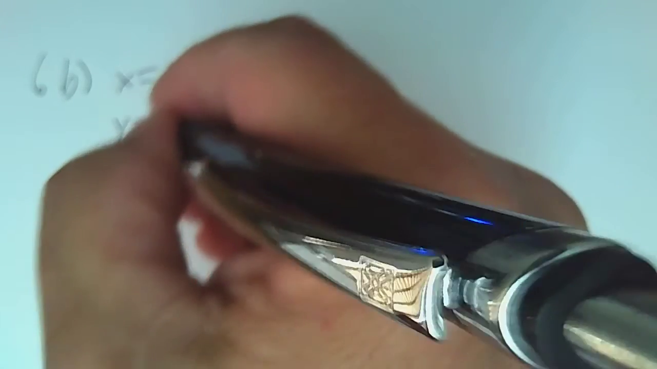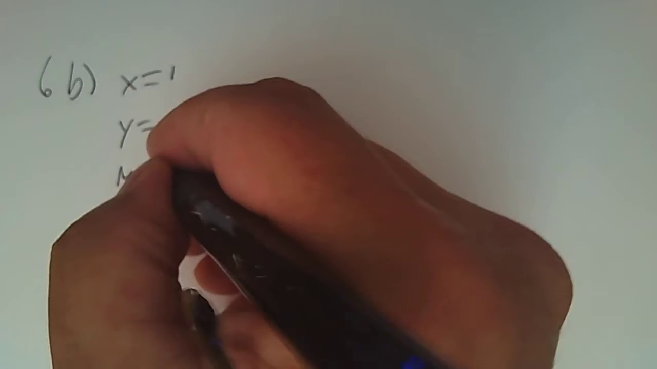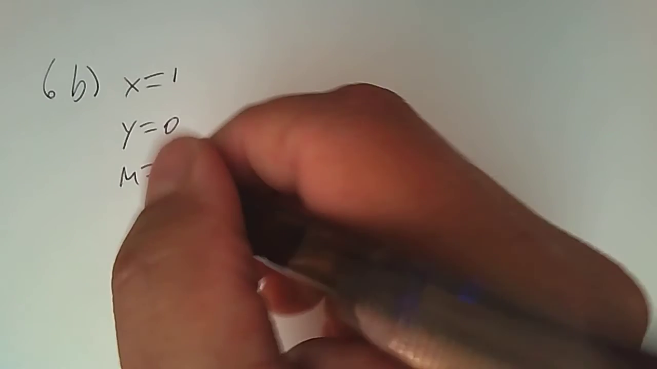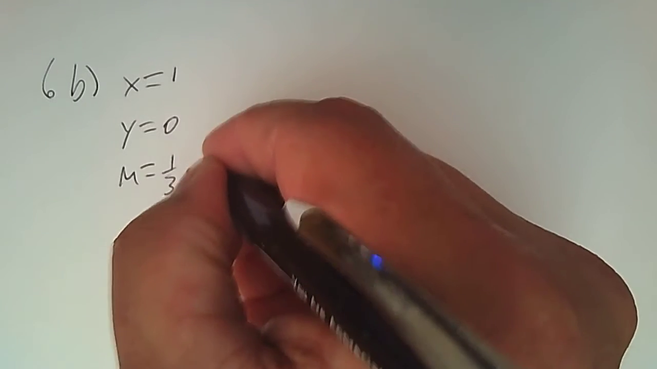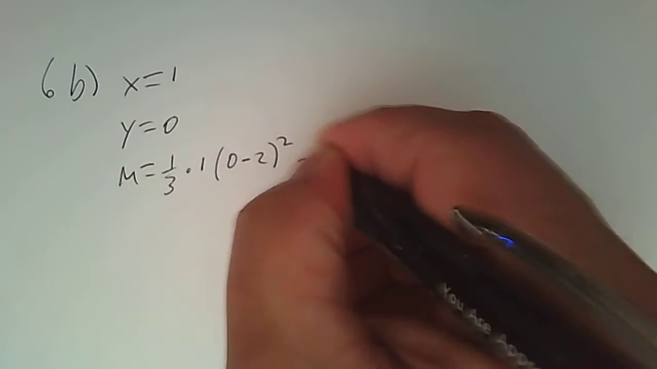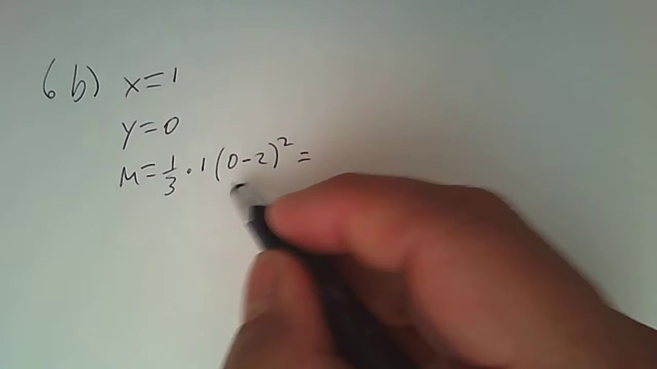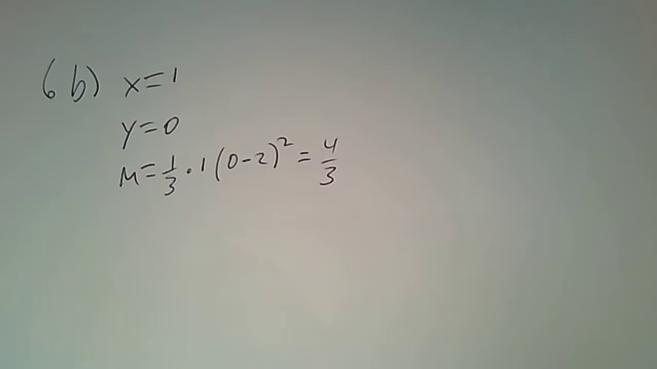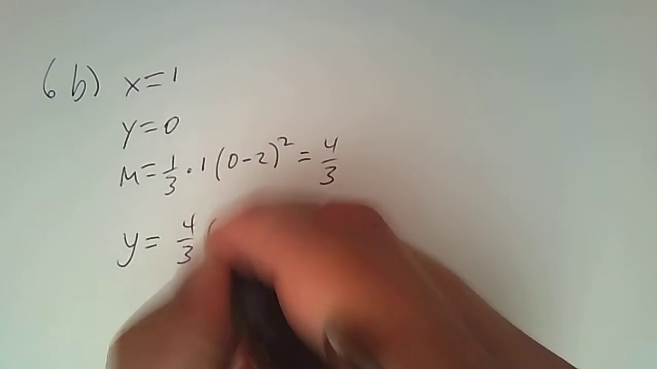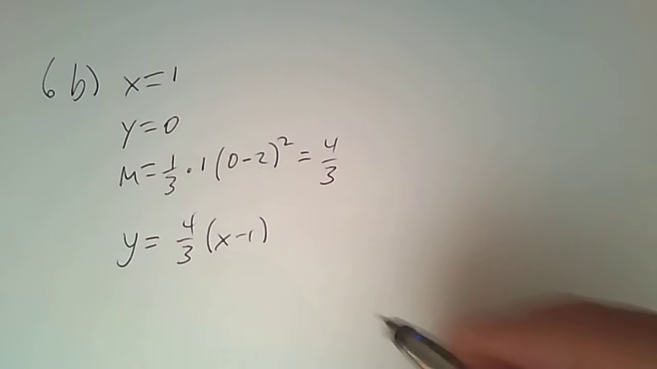So what do I know? I know the x value is 1, and I know the y value is 0. The slope, well, that's the DiffyQ. So that's 1/3 times x times (y minus 2). The x is 1, and then y minus 2, the y coordinate is 0, and you have the value there. This is going to be 4/3 when you simplify it. Now you have what you need. The equation of the tangent line is going to be y equals 4/3 times (x minus 1). We don't need plus 0. It's right there.